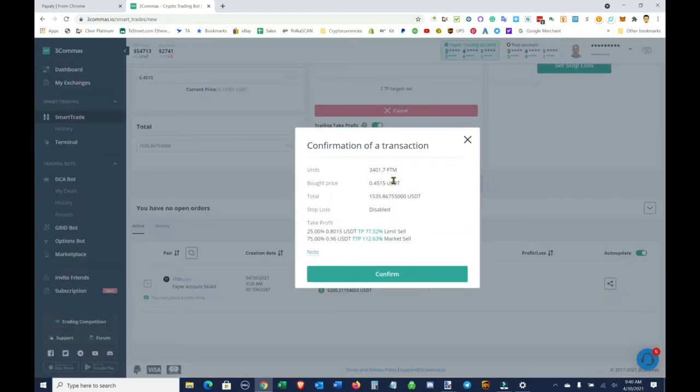And so what this is saying to me is that we got 3,400 units. We bought it at this price earlier, and that's what we're working with. But then we're going to take profit at this level, and 75% of it at this level. So there's going to be a limit. There's going to be a market sell because of that trailing take profit. Here's our take profit on the first one, 77%, and the trailing take profit is this. So we're going to confirm it.